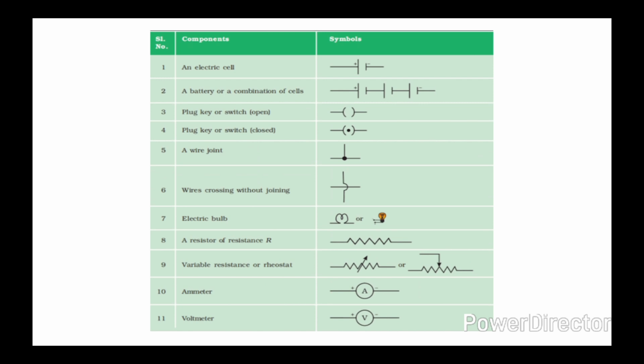So if you know these 11 components and symbols, you can write the basic or the schematic circuit diagram. So this table is very much important. You have to remember this. Whenever they ask you to write the circuit diagram by giving the symbols, you can write this circuit diagram if you remember this table. And the next concept is Ohm's law.